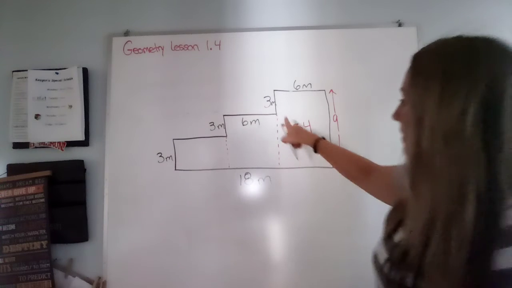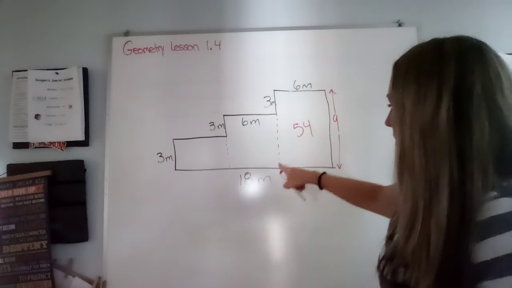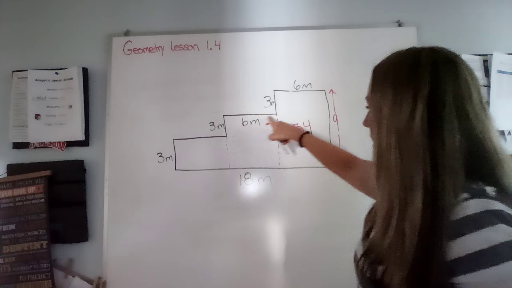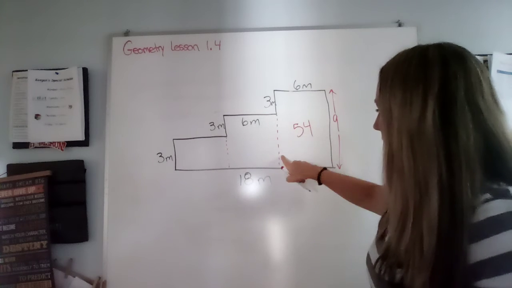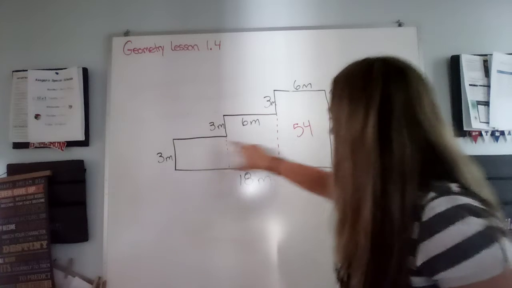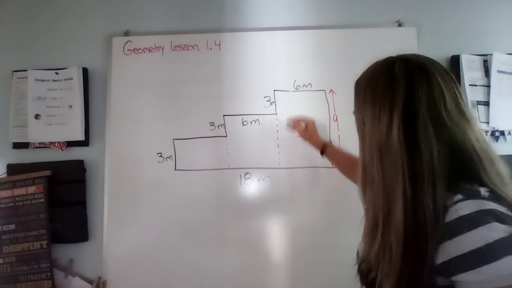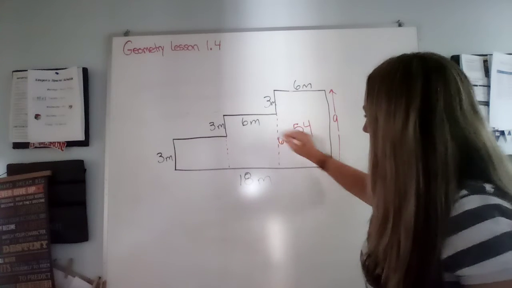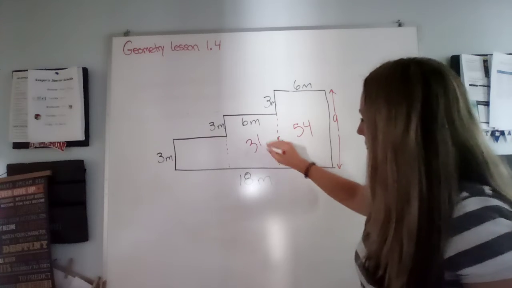Okay. Now I need to know the dimensions here. Well, I have 6, but I need to figure out this length here. Again, 3 meters and 3 meters, so this length here has to be 6. 6 and 6 gives you an area of 36.